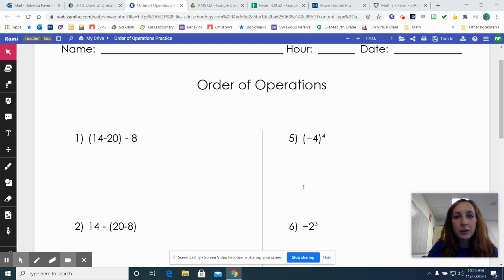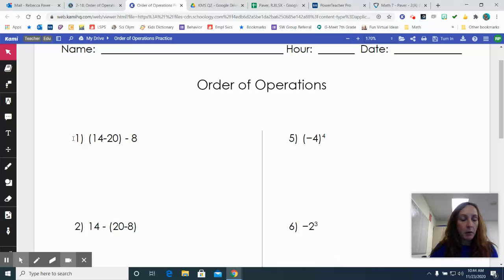Hello. Today I'm going to show you how to correctly complete the order of operations practice page. It is very, very important that you show all of your work when solving order of operations, and you should do that one step at a time. Every single line of your work should have only one part of the problem solved at a time. So for example, here, number 1, I see 14 minus 20 in parentheses minus 8.